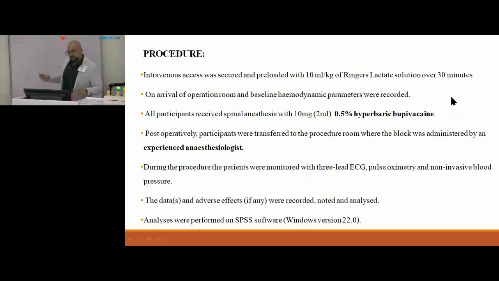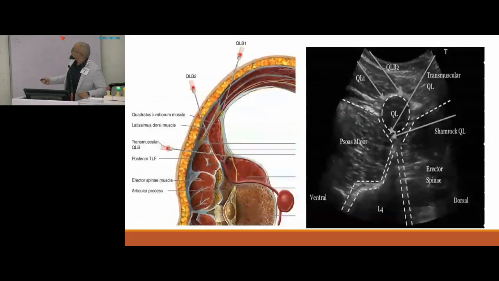The point of injection in the type 3 transmuscular block was here, which is between the quadratus lumborum and the psoas major, that is, outside the quadratus lumborum. And in type 4, we injected inside the quadratus lumborum muscle.